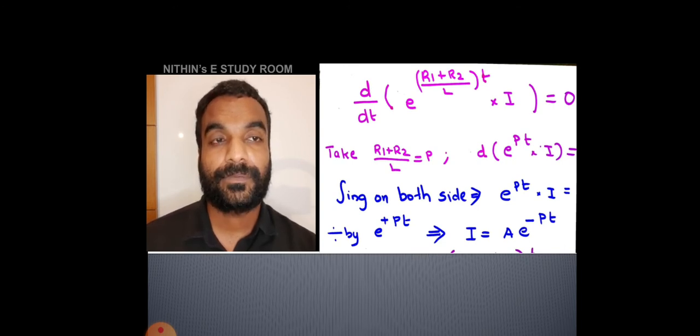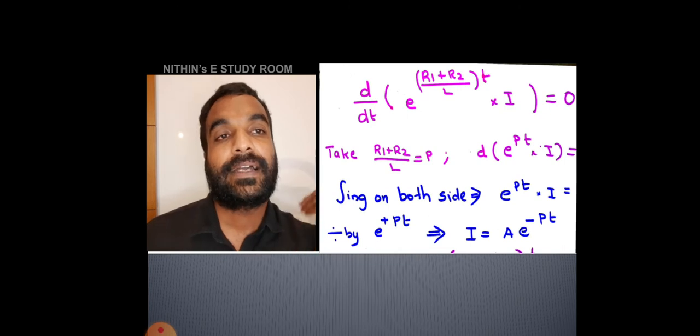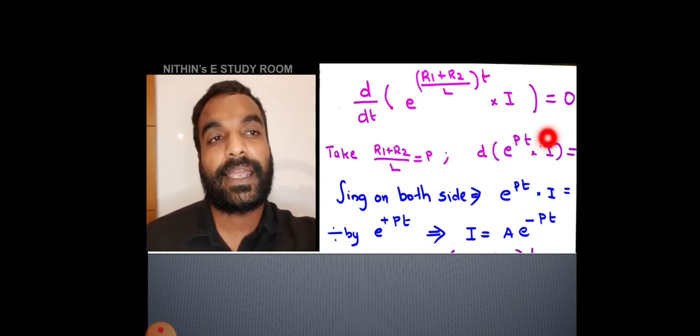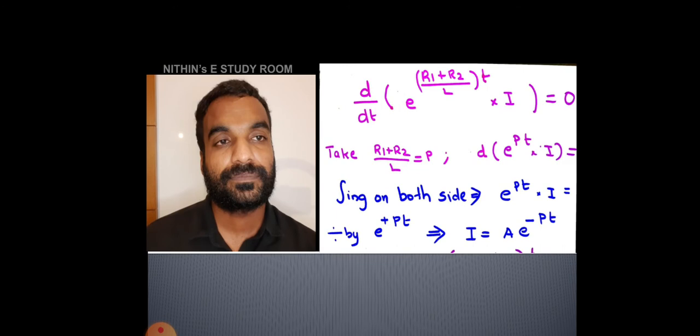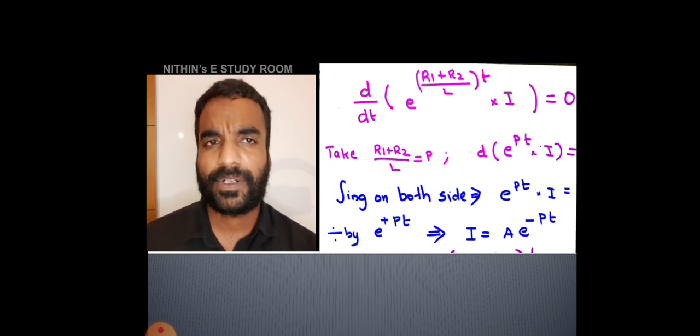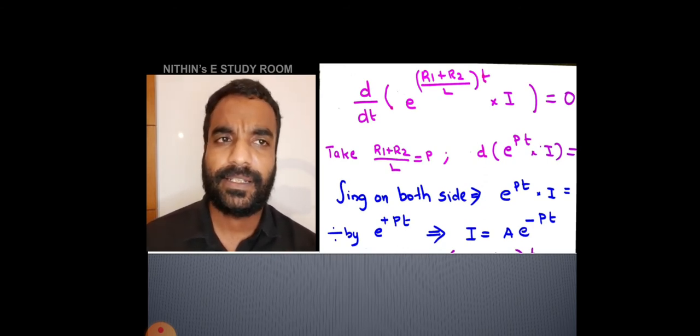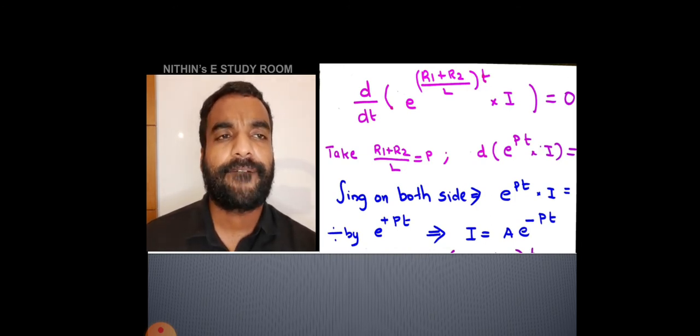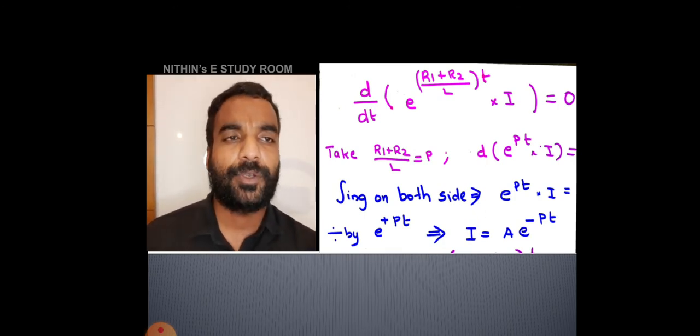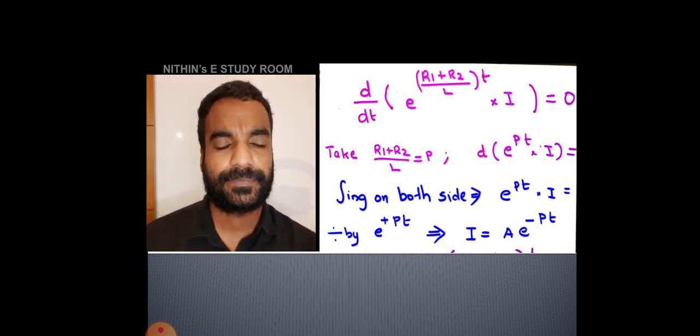Sorry, it's not 0. That is equal to, as the term in the above equation is 0, you are integrating that 0, because integrating 0 will give a constant. It is an arbitrary constant. If you are integrating 5, it will be 0; 10, it will be 0. So if you want to integrate that 0, you have to take a constant. So e raised to pt into I is equal to an arbitrary constant.